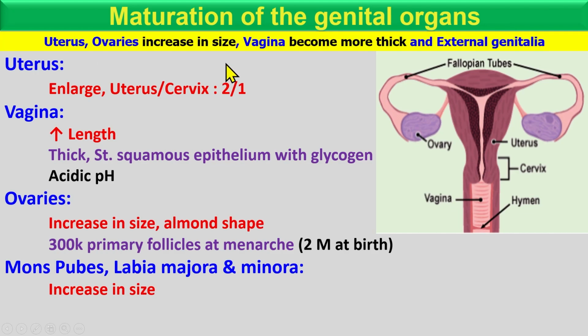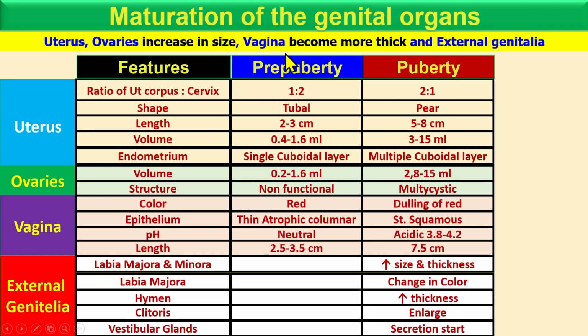And in summary, the uterus and ovaries are all increasing in size, the vagina is becoming thicker, and the external genitalia are also increasing. Here is the chart of comparison before puberty and after puberty of the uterus, ovaries, vagina and external genitalia. You can read it on your own.